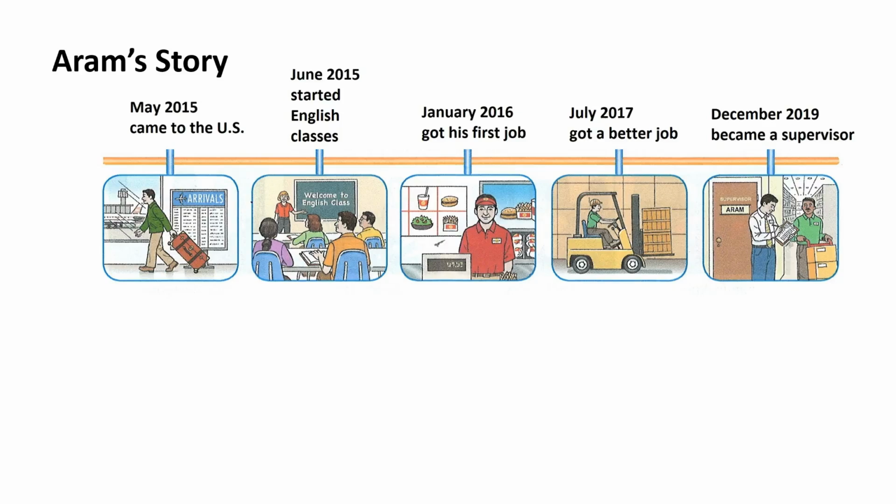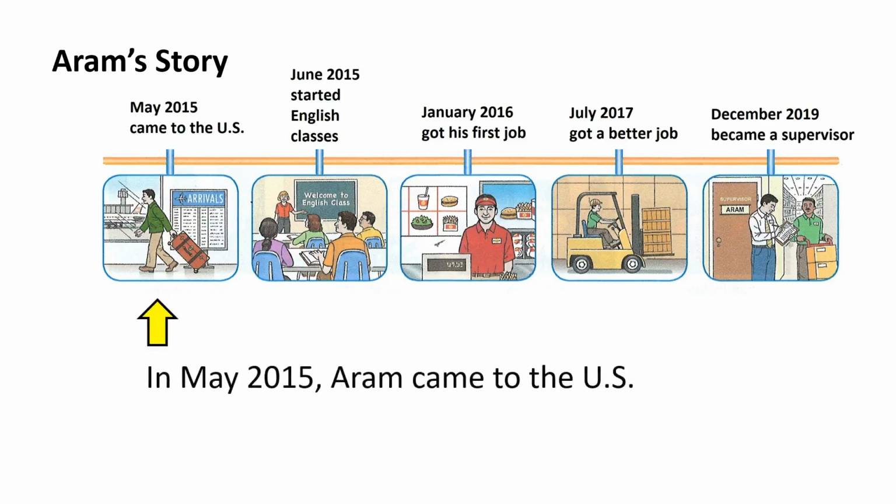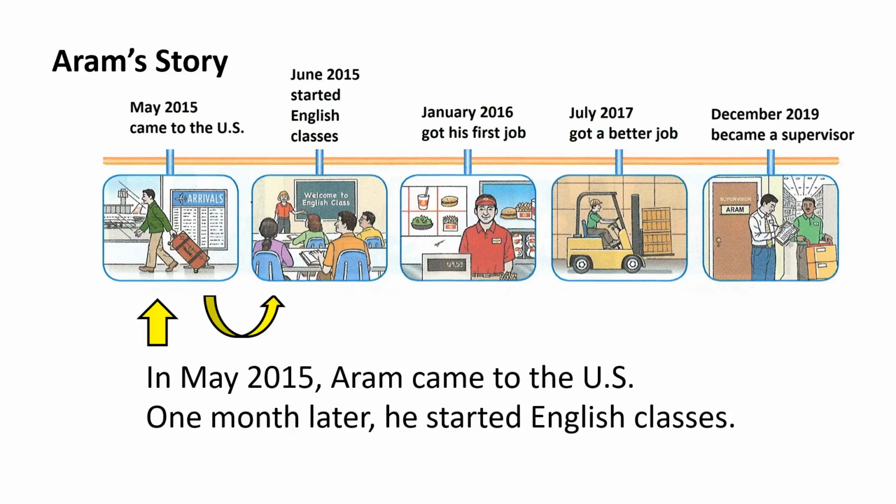So if you talked about one thing that happened, you want to go to the next thing, then you use the word later. In Aram's story, I will start by saying in May 2015, Aram came to the US, and then I go from this to the next event, and I can see that the difference here is from May to June. So that's 1 month. So when I make my sentence, I will say 1 month later, he started English classes.